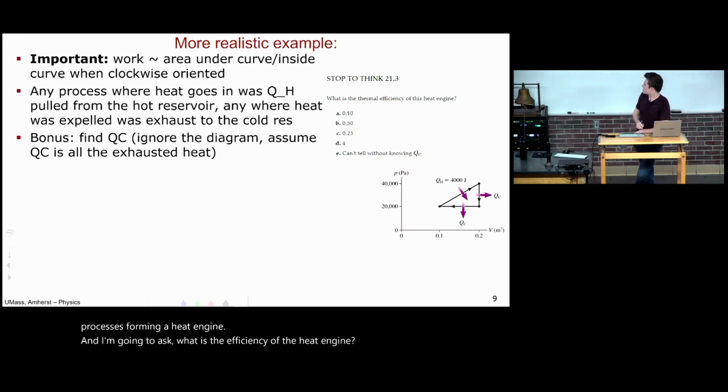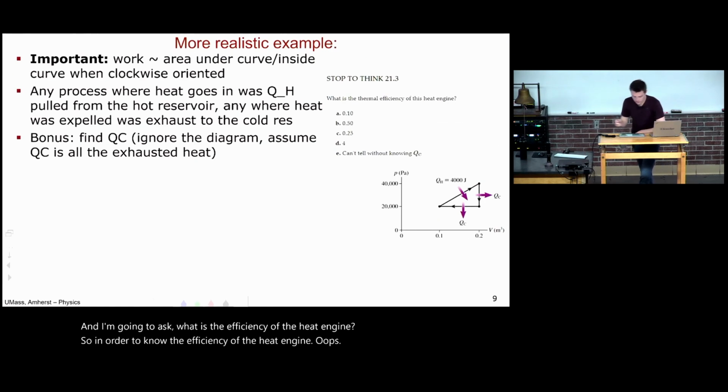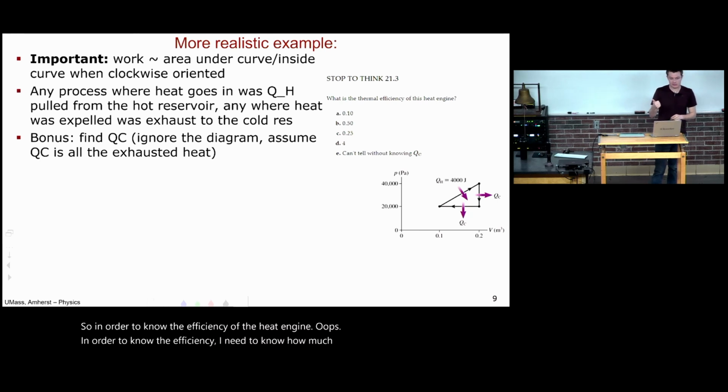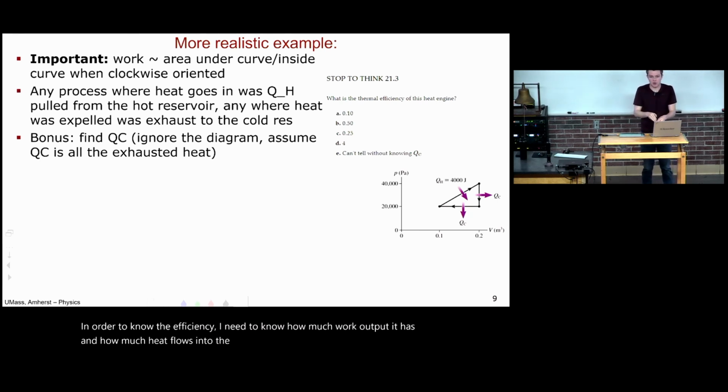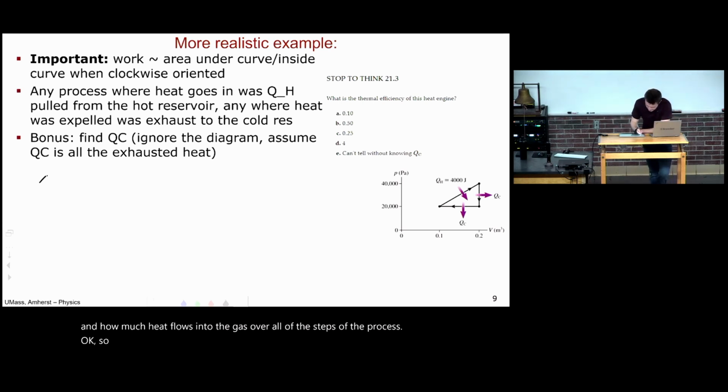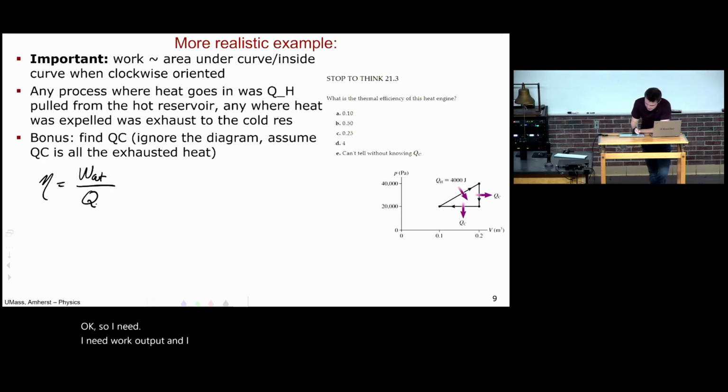Okay, so in order to know the efficiency of the heat engine, I need to know how much work output it has and how much heat flows into the gas over all of the steps of the process. Okay, so I need work output, and I need how much heat flowed into the gas during any of the legs.